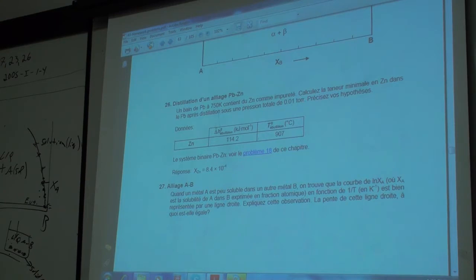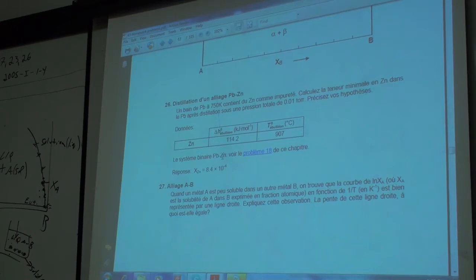Okay, so this is your heat. This is your delta H of vaporization, and this is the boil. This is the T0, the standard boiling point. The standard boiling point would be the temperature at which the partial pressure of zinc, or the vapor pressure of zinc, is 1 atmosphere. So this is the equilibrium boiling temperature, the standard boiling temperature of pure zinc.